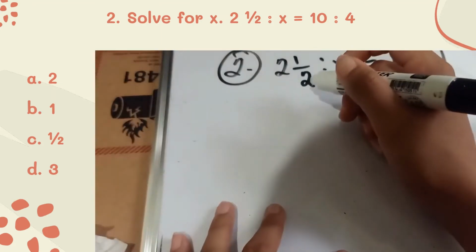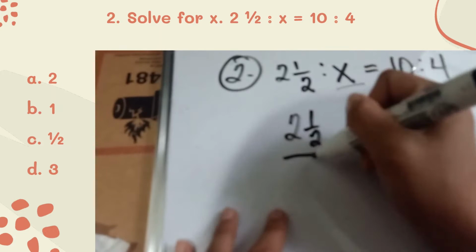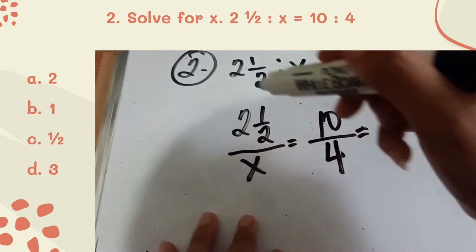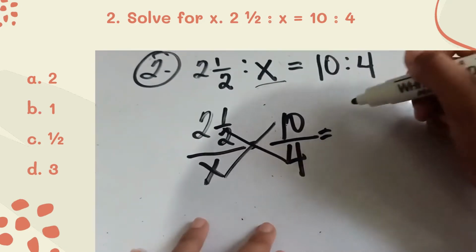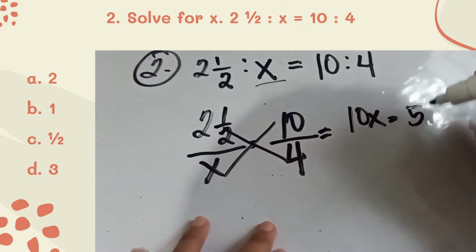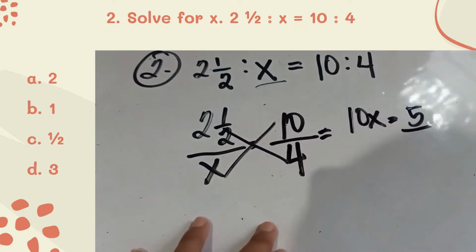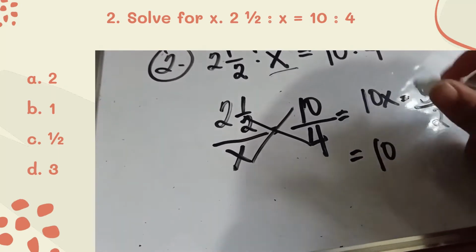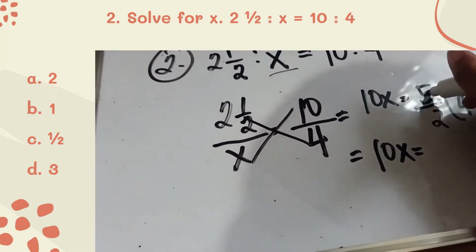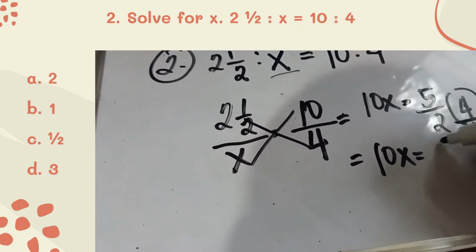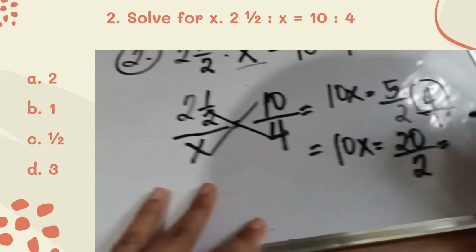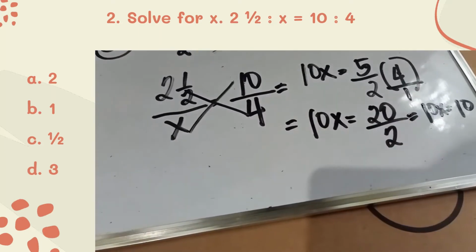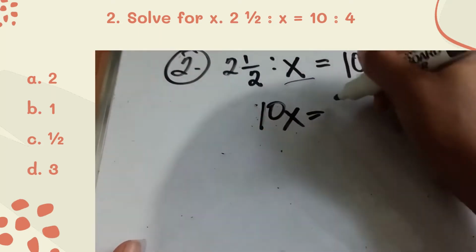So, ratio is also represented by 2.5 divided by X is equals to 10 over 4. And ang gagawin natin is cross multiplication. And the answer is 10X is equals to 5 over 2 multiplied by 4. So, copy 10X, so equals, pag-multiply nyo yan kasi understood over 1 yan. So, 20 divided by 2. Therefore, this is 10X is equals to 10, right? Okay, so 10X is equals to 10.